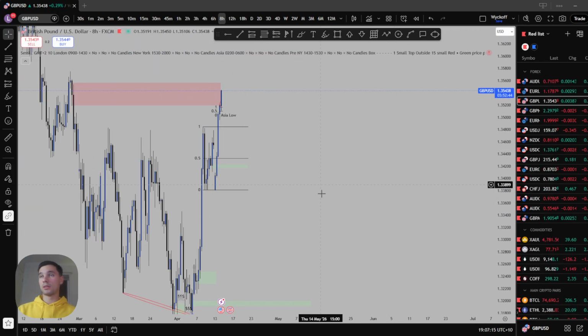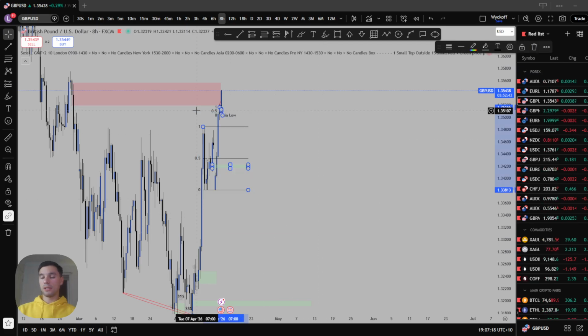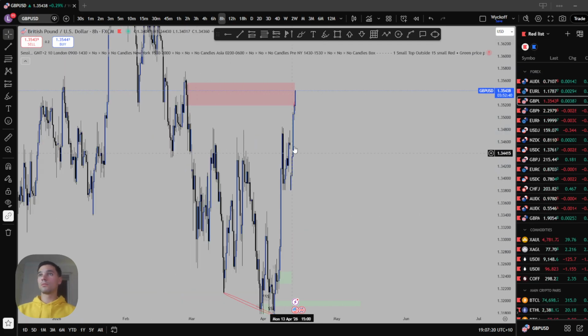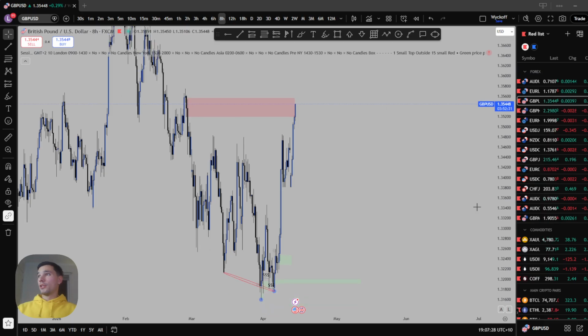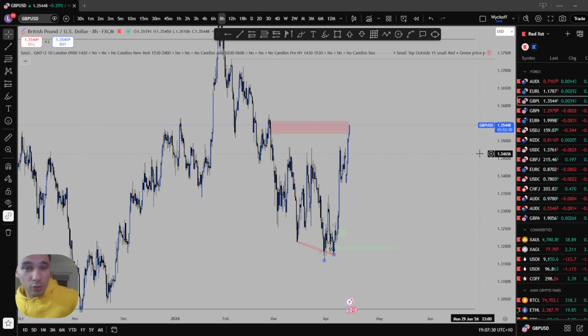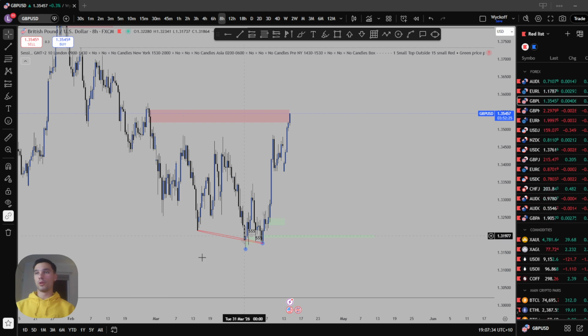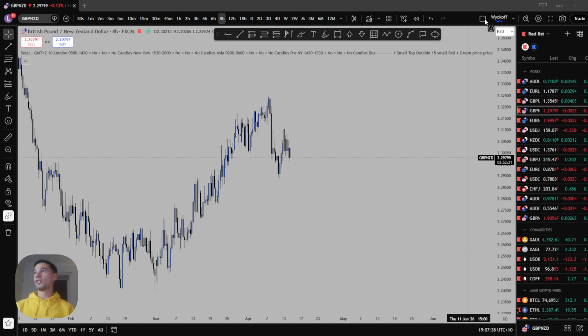Same thing here, invalidated. Just be patient and let's see what price wants to do. For now, it wants to climb higher, so not interested in GBP USD. I'm not really interested in too many USD pairs for the time being. Obviously, this is still a beautiful accumulation if anyone took it. Yeah, GBP NZD.